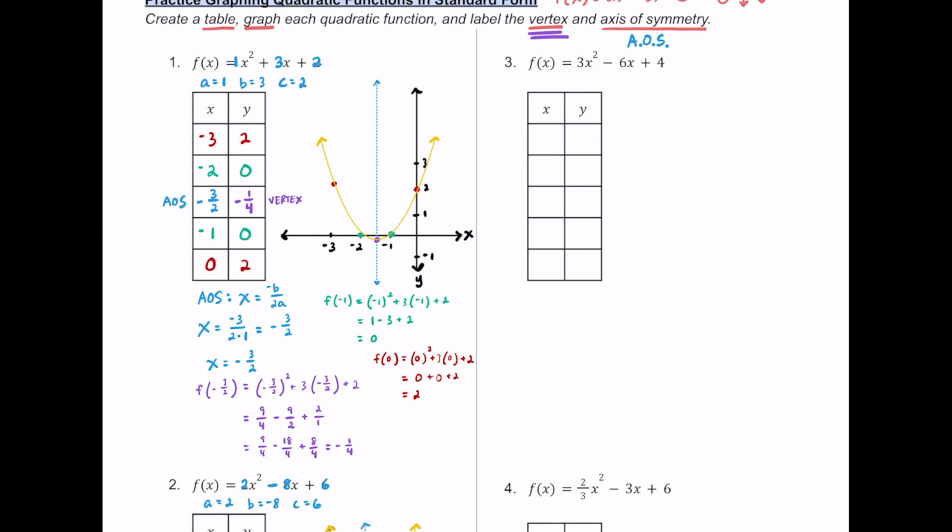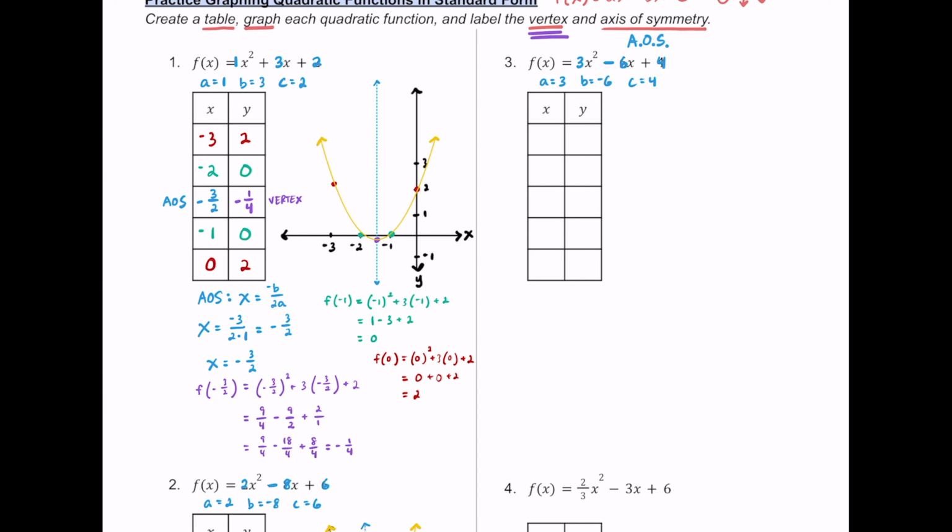For number 3, we have this function f of x is equal to 3x squared minus 6x plus 4. So identifying our a, b, and c, a is going to be this 3, b is -6, and c is +4. So we're going to use that information. A is 3, b is -6. We can use those two for our AOS. And the fact that c equals 4 actually tells us our y-intercept. So you can use that if you'd like to.